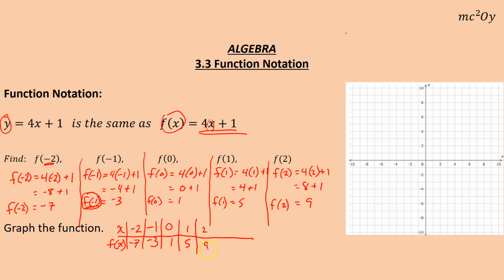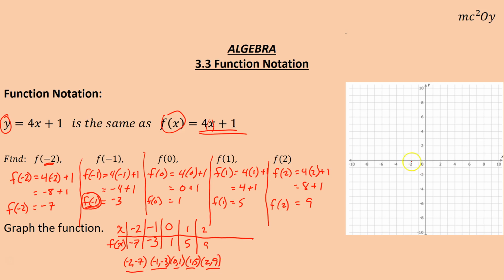Input 2, output 9. That gives me ordered pairs. It gives me 5 ordered pairs. The ordered pair negative 2, negative 7. The ordered pair negative 1, negative 3. The ordered pair 0, 1. The ordered pair 1, 5. The ordered pair 2, 9. And those ordered pairs are coordinates on my graph. And so I can take those 5 coordinates now and plot them.